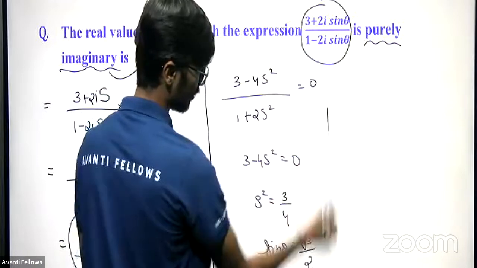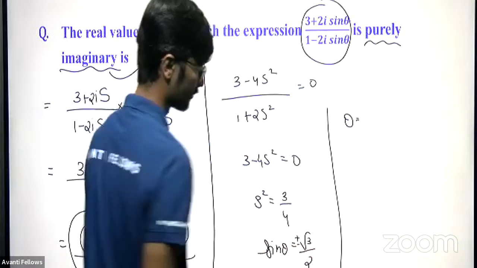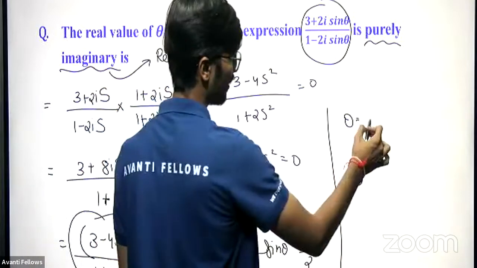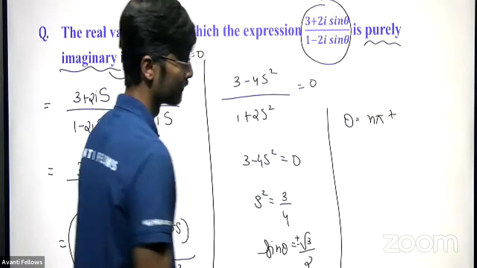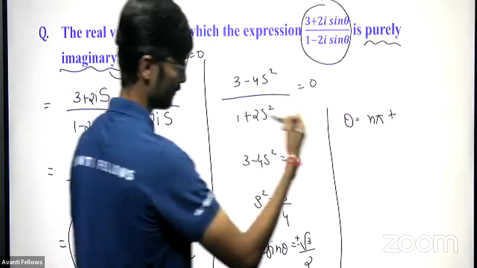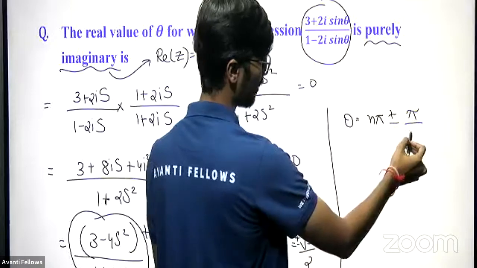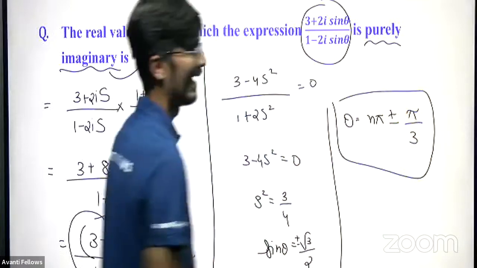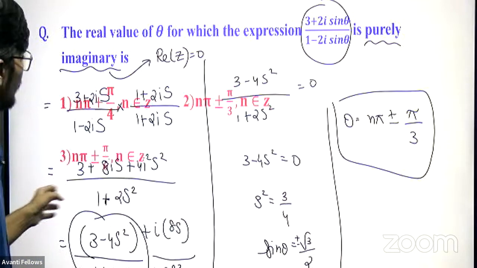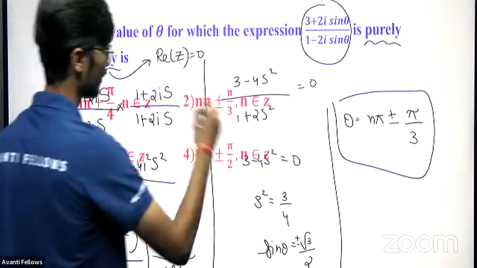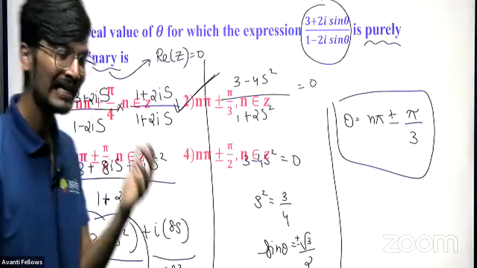We can use plus minus, na? So I'll get theta, we can write the general solution, right? n pi plus or minus pi by 3, since sine of pi by 3 is root 3 by 2. This is my answer: n pi plus or minus pi by 3. I guess we have options here. Yeah. So my option is option second. Got it? Chalo, let's move on to the next question.